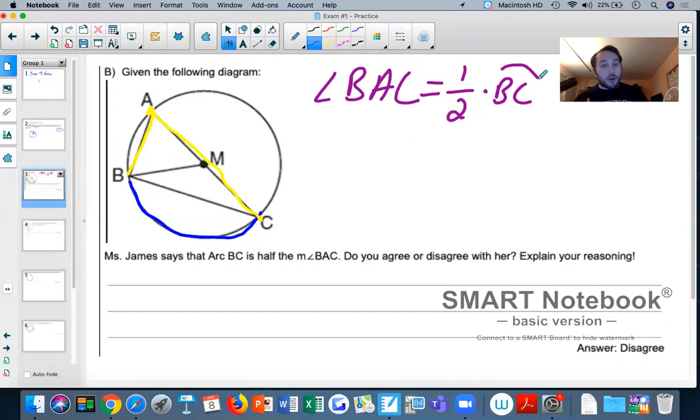Ms. James says that the arc BC is half the measure of BAC. Is that true? Is the arc smaller than the inscribed angle? No, we just said it's the opposite way, right? That the angle is half of the arc. Okay, so this is wrong. Disagree. I disagree because the definition of an inscribed angle, the angle is half the arc. The arc is not half the angle. Okay, please go back to the video about inscribed angles, and that's really just the definition.